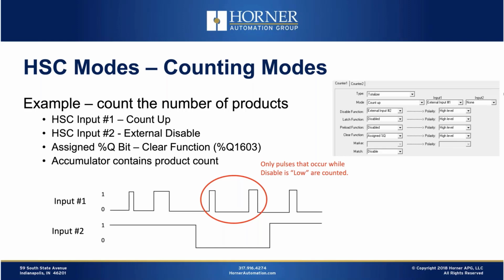So this is a very common application. And again, the things that vary from application to application are how time critical is your clear? Do you need a disable or not? If you're always going to count pulses, regardless of the machine situation, you don't need a disable function in the particular application, but it's available there if you need it.